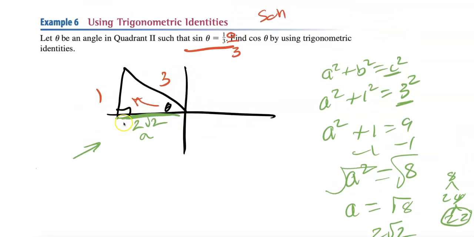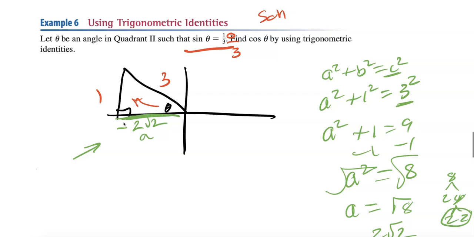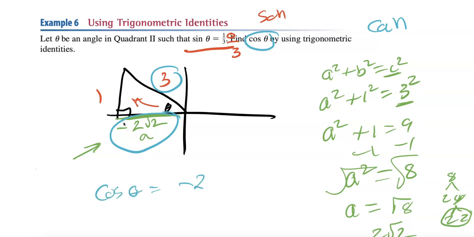Now, again, two choices. You went to the left, so that's negative. Or at the end, you could check all students take calculus. Either way, it's fine with me. I want to find cosine. So CAH. So adjacent over hypotenuse. So cosine of theta is equal to negative 2 rad 2 over 3.